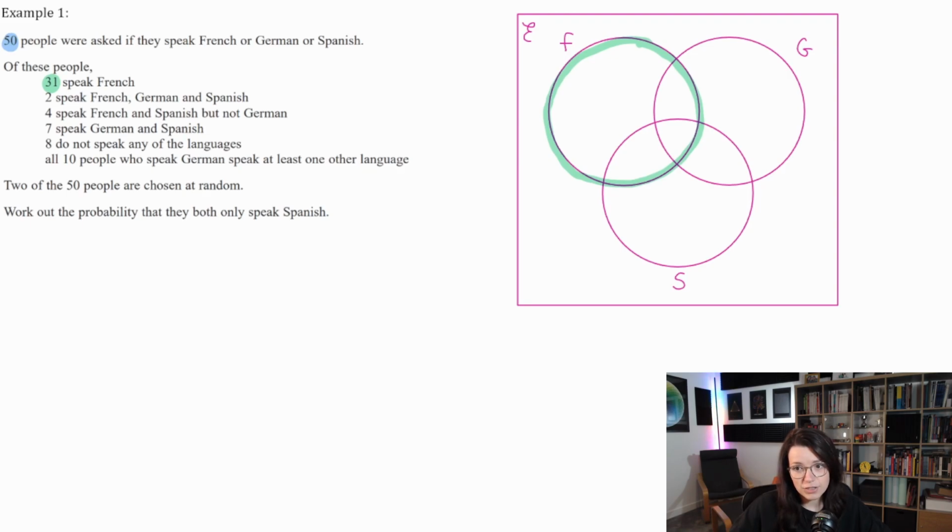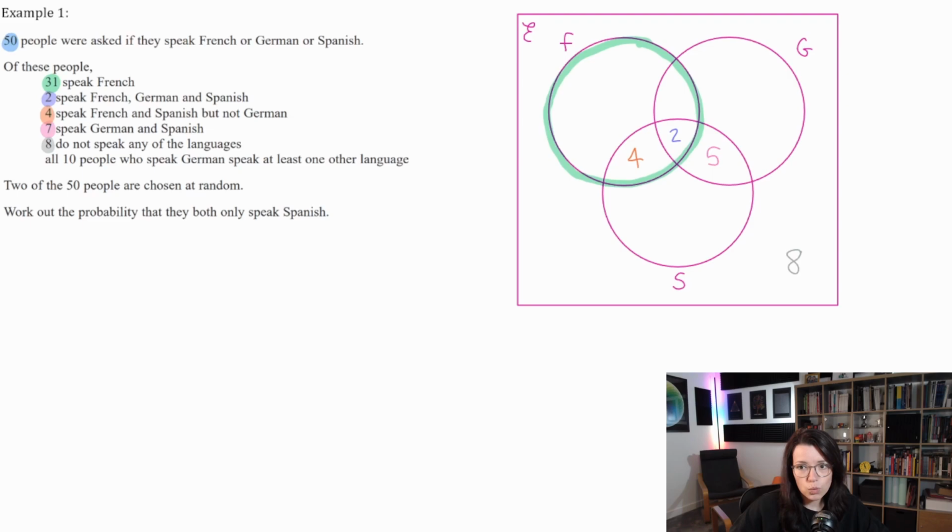Next piece of information, 2 speak French, German, and Spanish. That can go straight into the Venn diagram because that 2 will go in the middle where all 3 circles overlap. 4 speak French and Spanish but not German. Again, that can go straight in. So French and Spanish but not German would be there. 4. 7 speak German and Spanish. Now we already have the 2 people that speak all 3 languages. So that tells us that we have to have the extra 5 in the overlap between German and Spanish. We're then told that 8 people do not speak any of the languages, which means we can put an 8 on the outside of the circles.